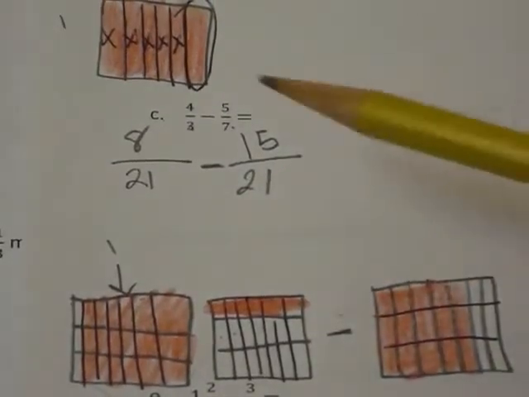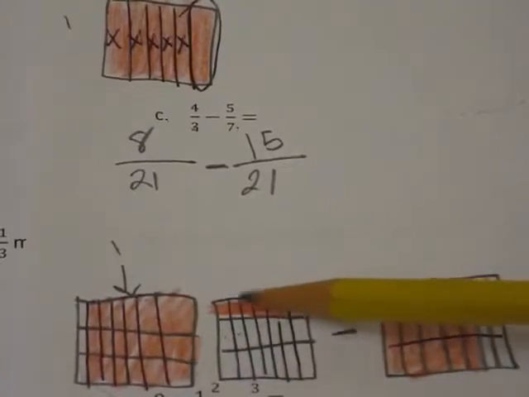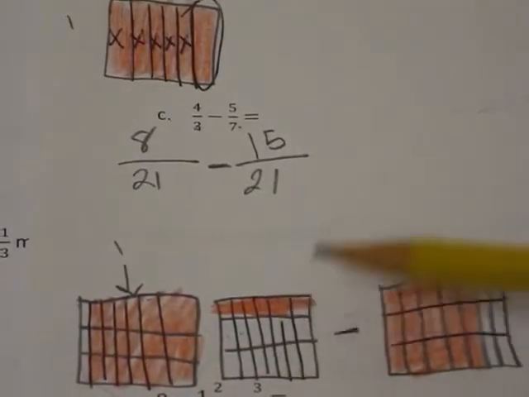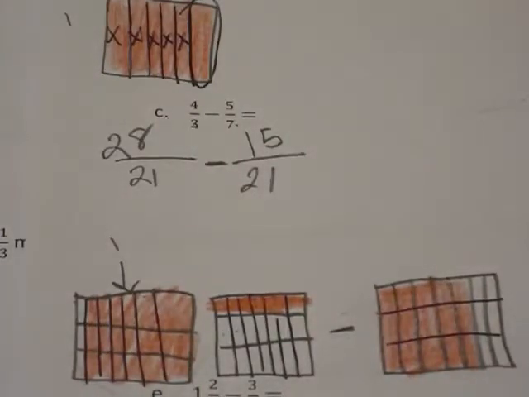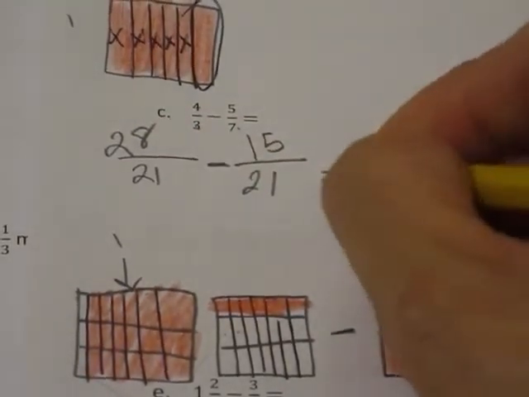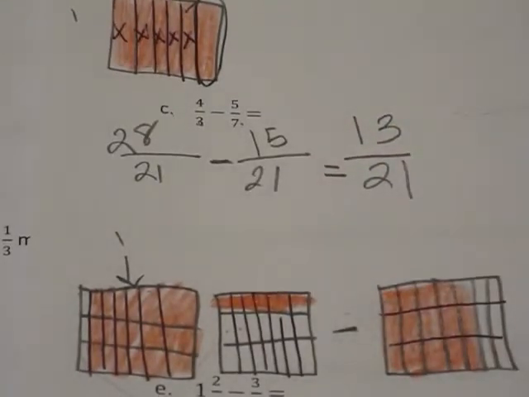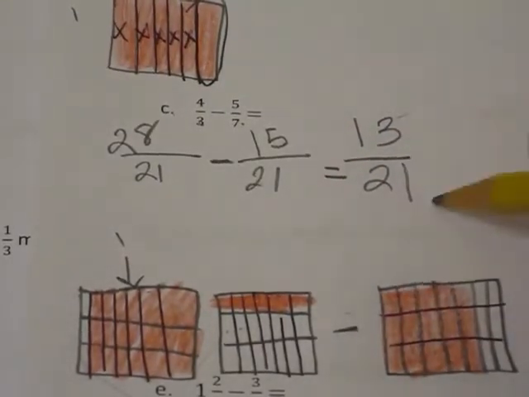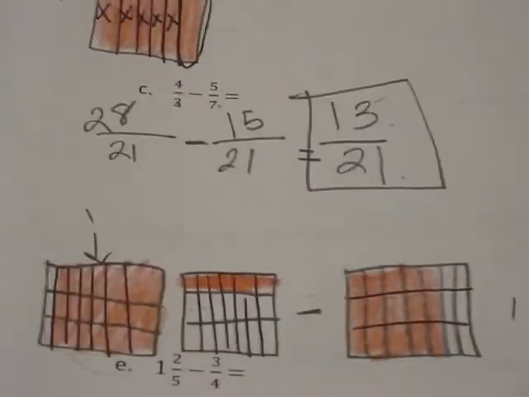So funny, I was trying to figure out what happened there. I didn't do this correctly. This is 21, 22, 23, 24, 25, 26, 27, 28. 28, not 8. There you go. But sometimes that happens. You might write the wrong number down, and you have to go back and figure out, what did I do wrong? So now I can take this away. 28 minus 15, 13 21sts. Okay? And I cannot simplify that answer, so there is my answer for C.